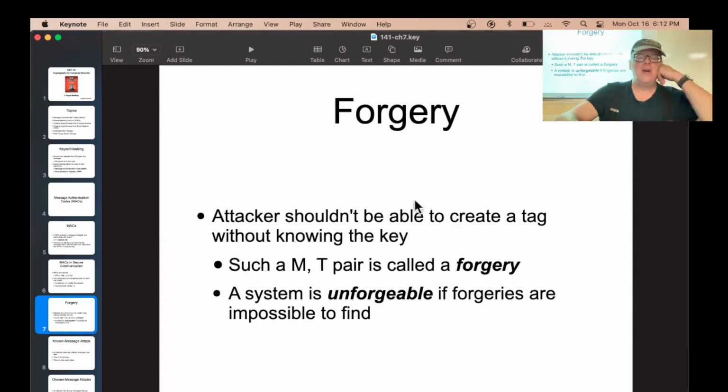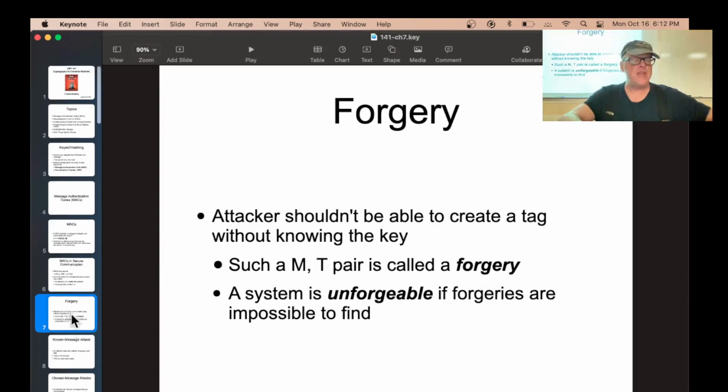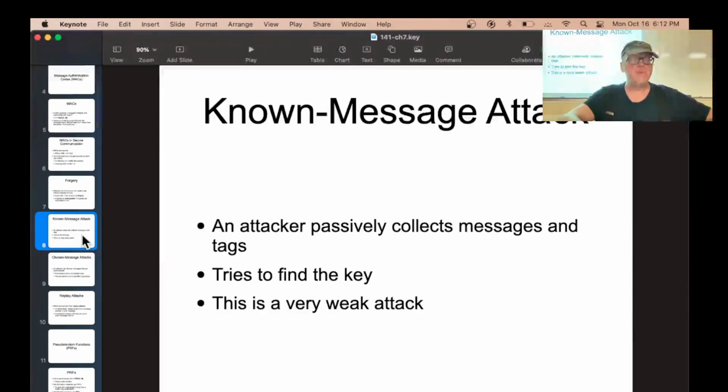The security requirement of a message authentication tag is that you shouldn't be able to create a tag without knowing the key. If you could, that would be a forgery, and you want a system that's unforgeable, where in practice you can't create a forged message without knowledge of the key. Now, you might have a known message attack. This is the kind of thing that worked against WEP. If you look at encrypted network traffic, you can often guess what it is, like the ARPs. And so you could passively collect messages and tags and try to find the key.